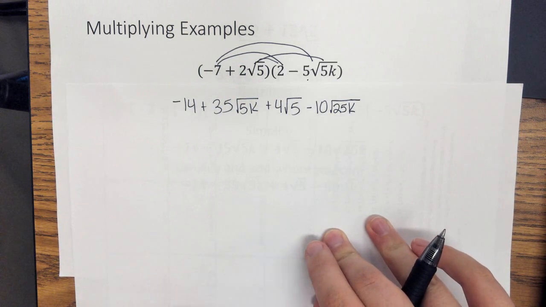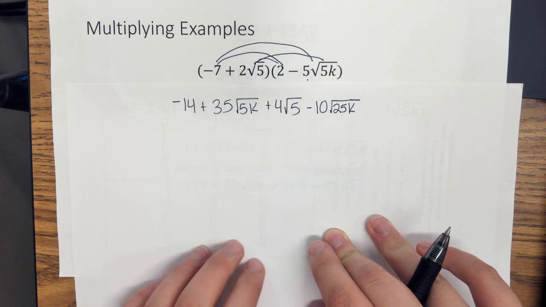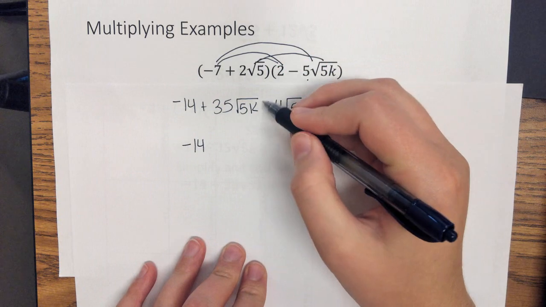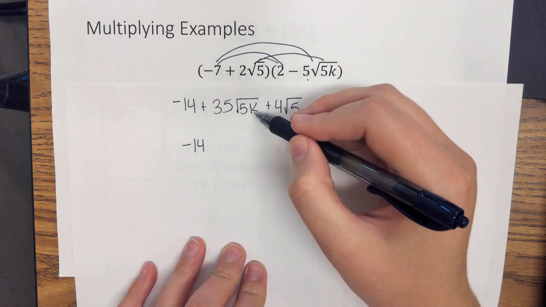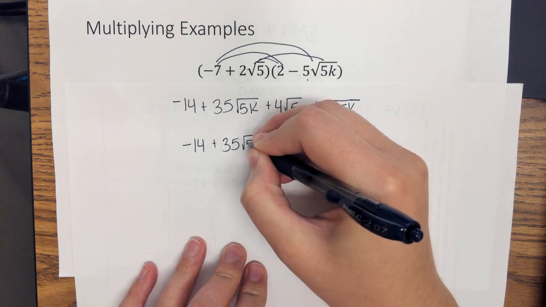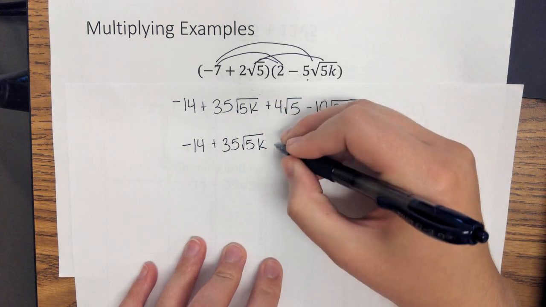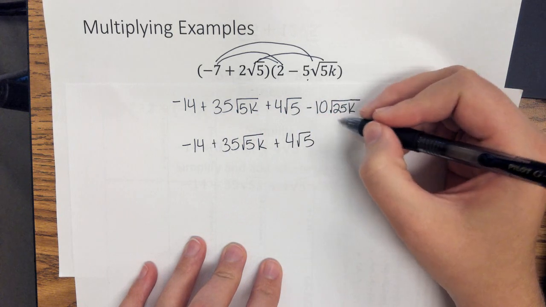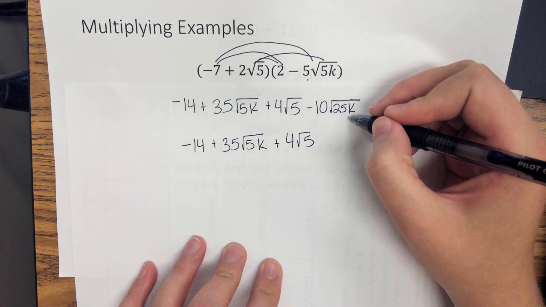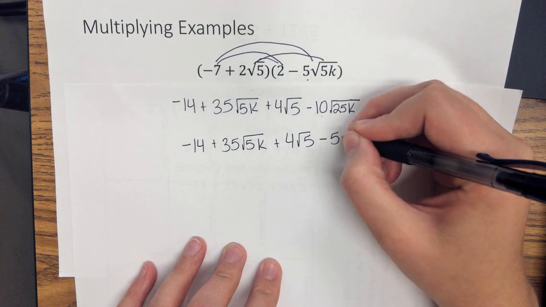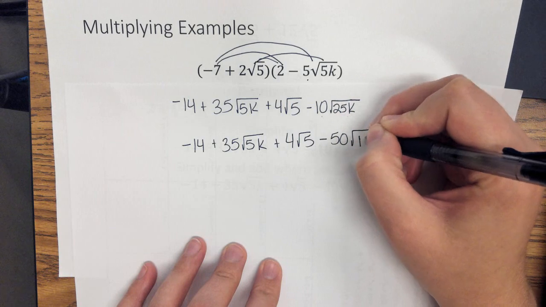Now the only thing we can do is simplify any radicals that you can and try to add things together if they're like terms. So negative 14 doesn't have a radical. I can't really simplify 5k. There's nothing to pull out there. I can't simplify 5. Looks like the only thing I can simplify is this 25 right here. The square root of 25 is 5. Which will come out and get multiplied by this negative 10 for a negative 50, square root of k.